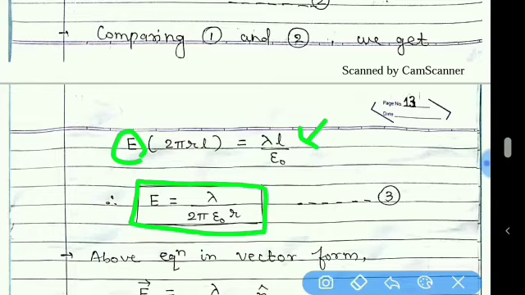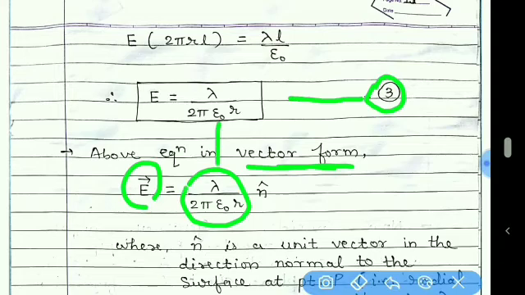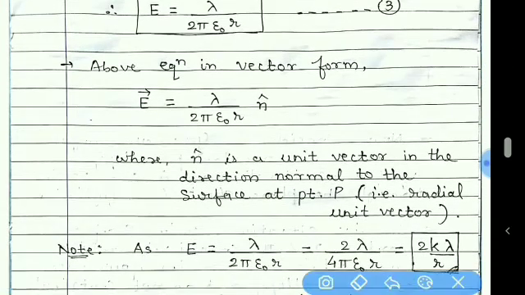final equation. You can see here L on both sides will cancel out, and if we bring this 2 pi r to the right side, we get this equation. Now this equation 3 can be written in a vector form as vector E is equal to the same thing as it is, but here we have to put a unit vector for the direction of this electric field. Now here this n means it is normal to the wire. You can see here written what n is.